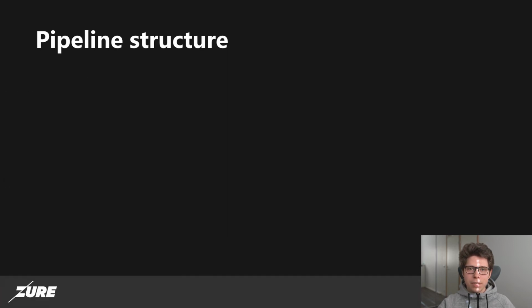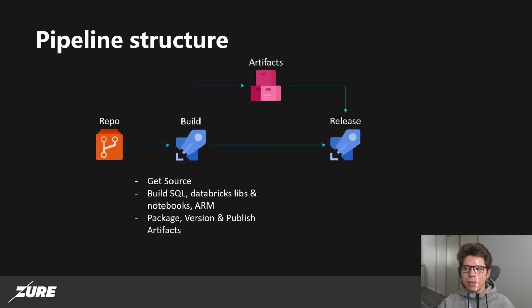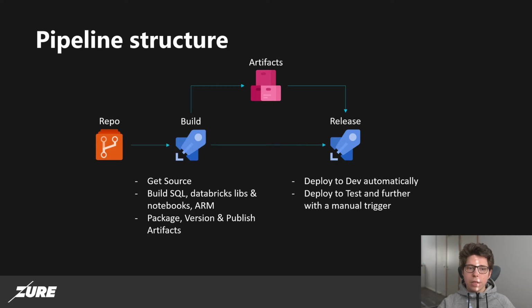And the pipeline structure for Databricks is basically simple. So we have a repository, we have our build, we get the source, build SQL Databricks libraries, ARM templates, package, version, and publish. Then we go to a release pipeline. We deploy to dev automatically, but currently we have a test deployment with a manual trigger. Of course, that could be done automatically as well. Let's say every time the ADF publish branch completes, for example. And then there are environments after that.